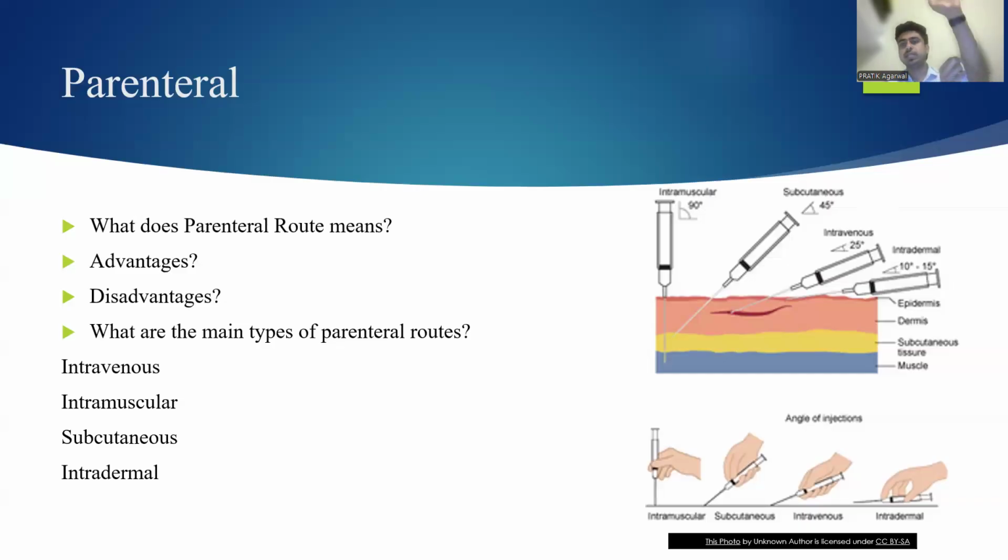The epidermis is the skin that you are able to see. Below this skin is the dermal layer. Below this dermal layer is a subcutaneous layer, usually consisting of fat as well. And below that subcutaneous tissue are the muscles, right? Now we know that intradermal would be working below the epidermis, subcutaneous would be working below the dermis, and intramuscular would be working below the subcutaneous.